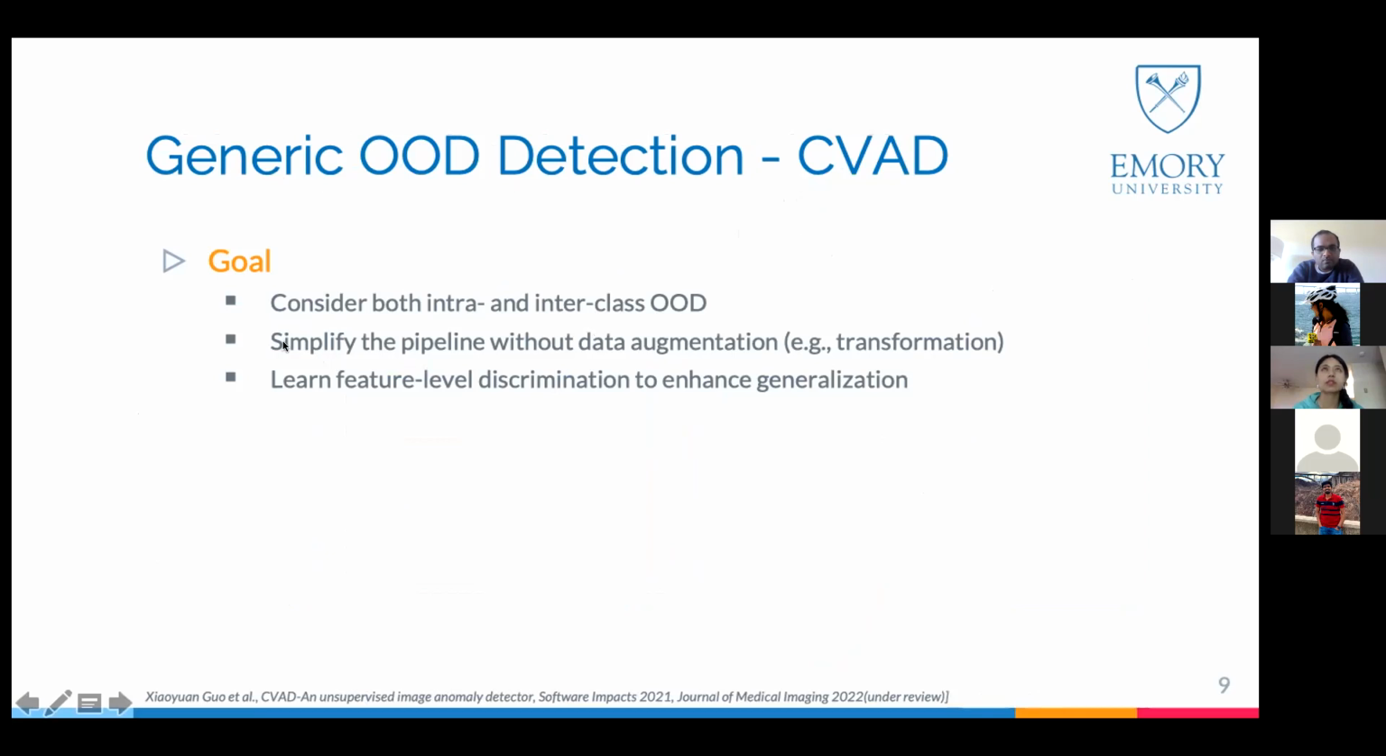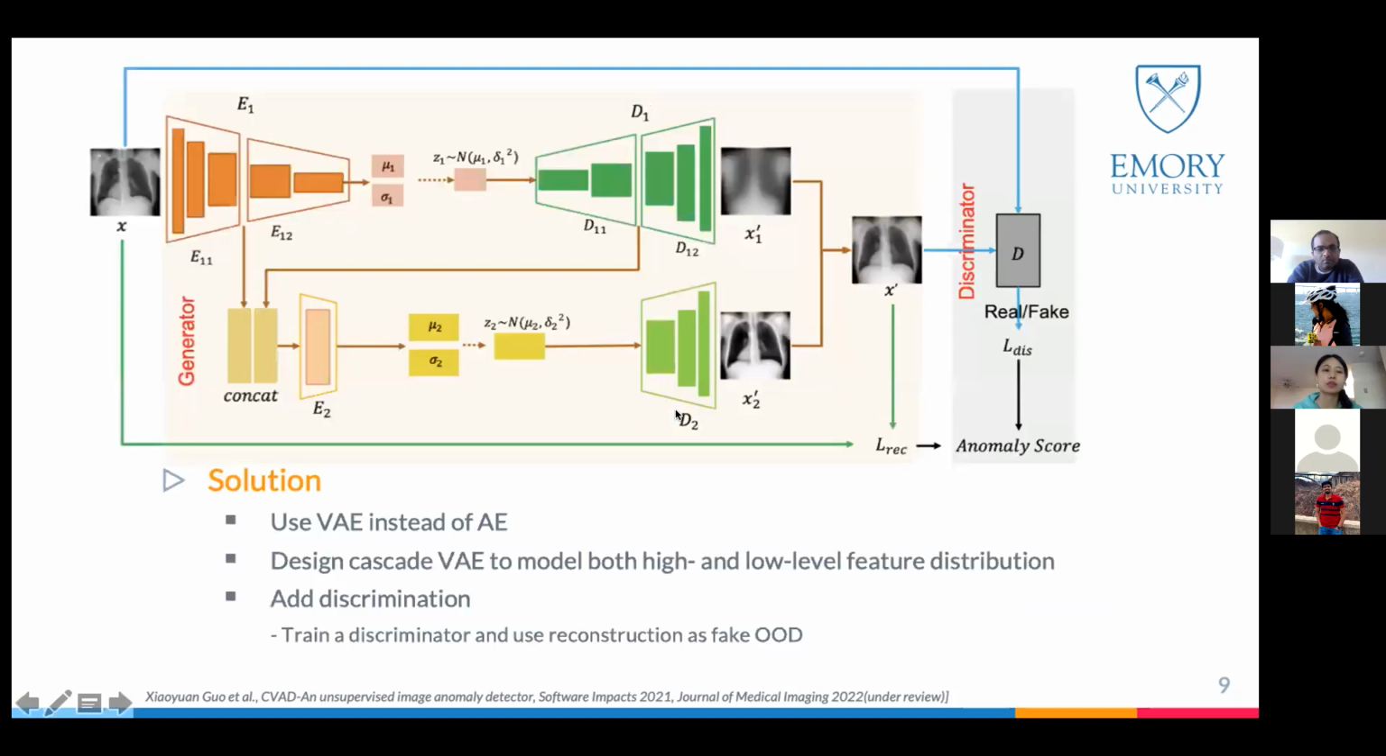Previously we proposed an anomaly data approach using data augmentation like transformations, and we want something similar without many complex steps. With the cascade version of autoencoder to formulate the features, we can learn feature-level discrimination to enhance generalization. I will talk about this.